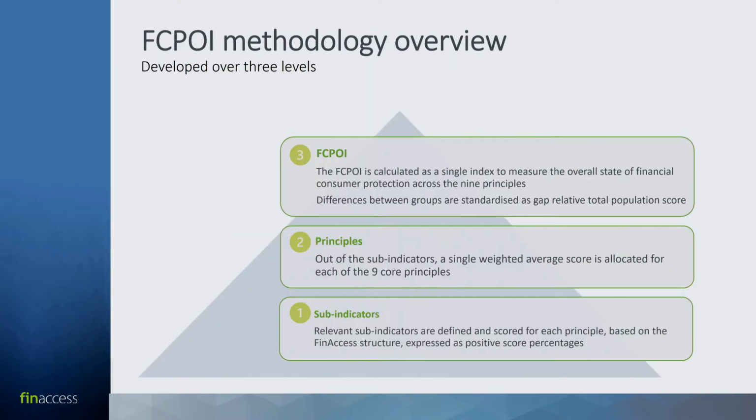Now, just very briefly in terms of the methodology, it was done over 3 levels. So if you read from the bottom up, firstly, we combed through the FinAccess survey to think through what would be the relevant sub-indicators from the survey that can speak to each of those 9 components. And these were then always expressed as a positive score. I'll explain that now.